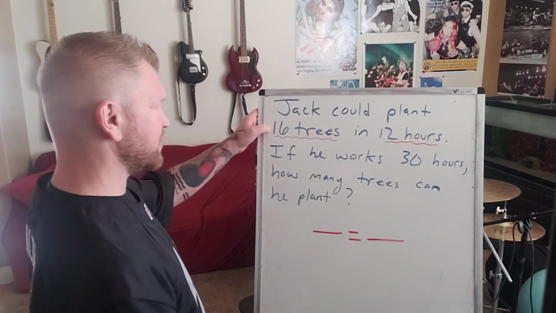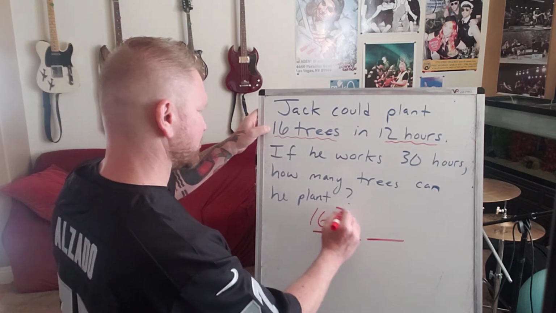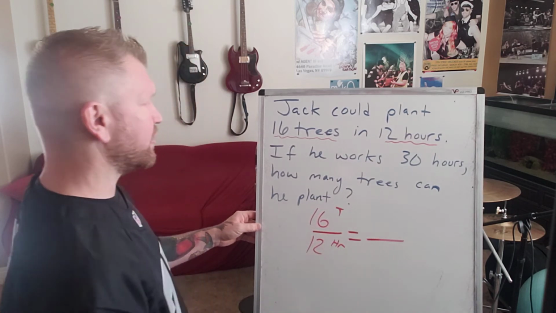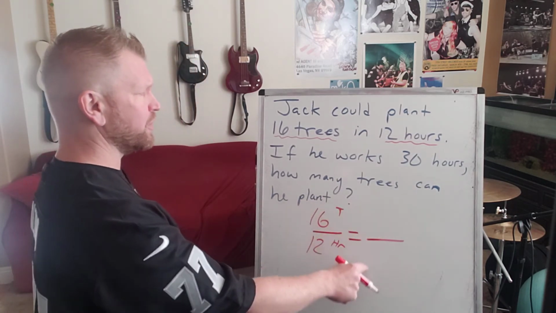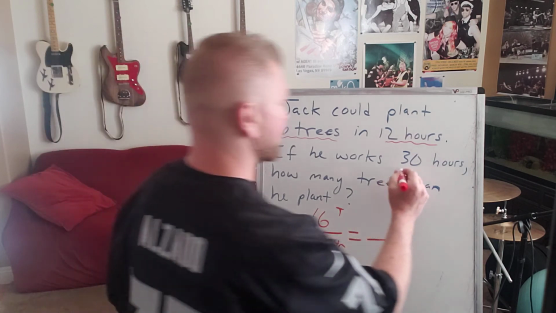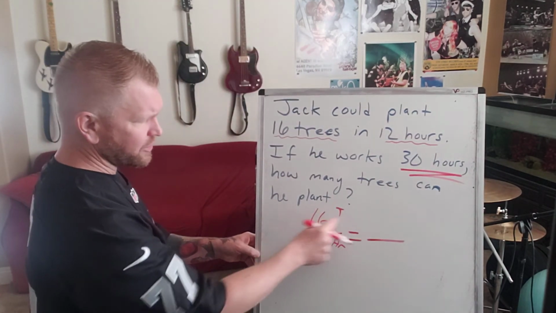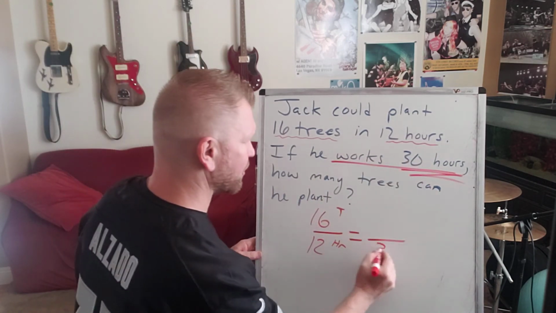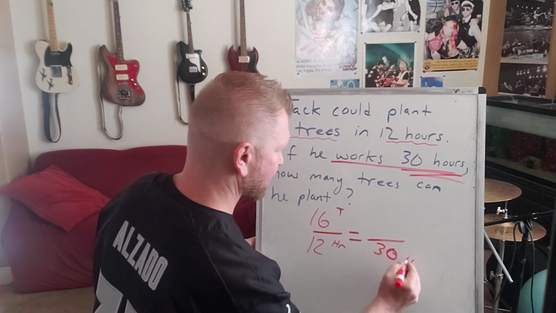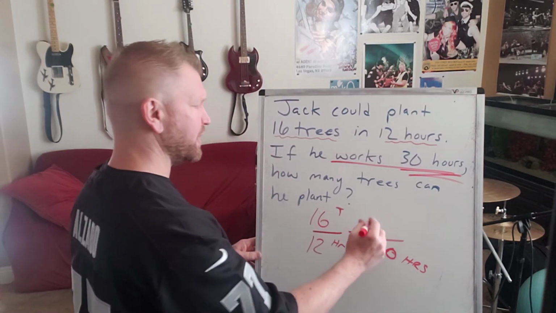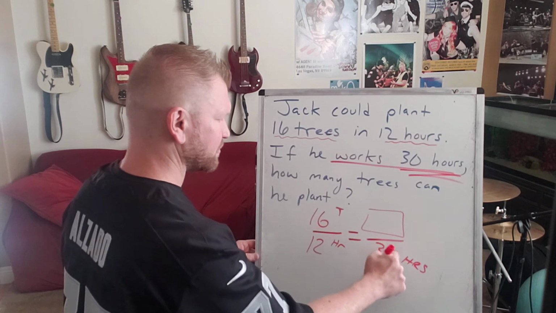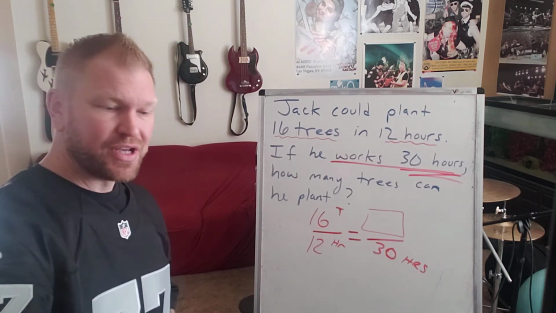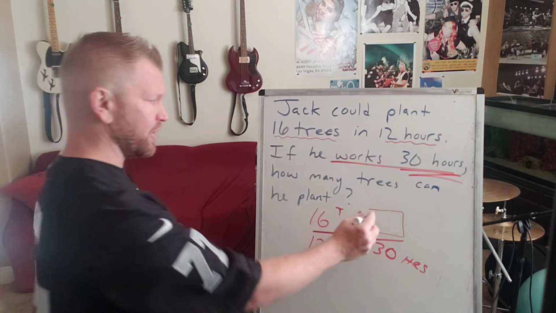Since it says 16 trees, I'm going to put that first, 16 trees. I'm going to put that with 12 hours. All right, so I know one of the numbers over here, but one of them I'm missing. The number I know over here is 30. Now, do you think that should go on the top with the trees or on the bottom with the hours? That's about working for 30 hours, so that should go on the bottom. So the question is, how many trees? We're trying to figure that out right there. 16 trees in 12 hours. How many trees for 30 hours? So again, you can pick a variable to put right there. I'll put x.